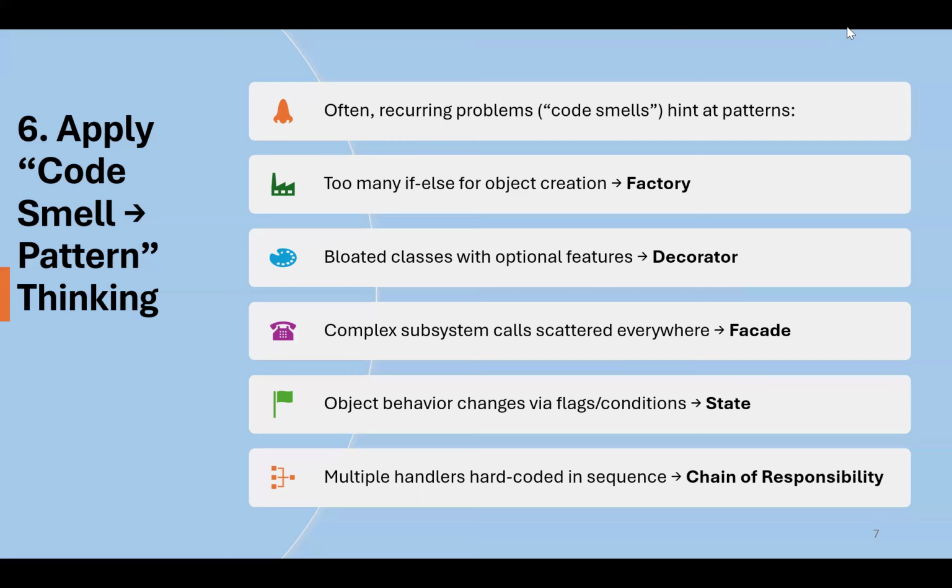Look at the too many if and else. That's when it comes to object creation. This one is when you have too many behaviors depending on the state, right? So in both cases you will have too many if and else conditions, but the first one is for object creation, when you are creating the objects. State design pattern will be used when you have too many methods. And if you have hard-coded multiple handlers, then use chain of responsibility.